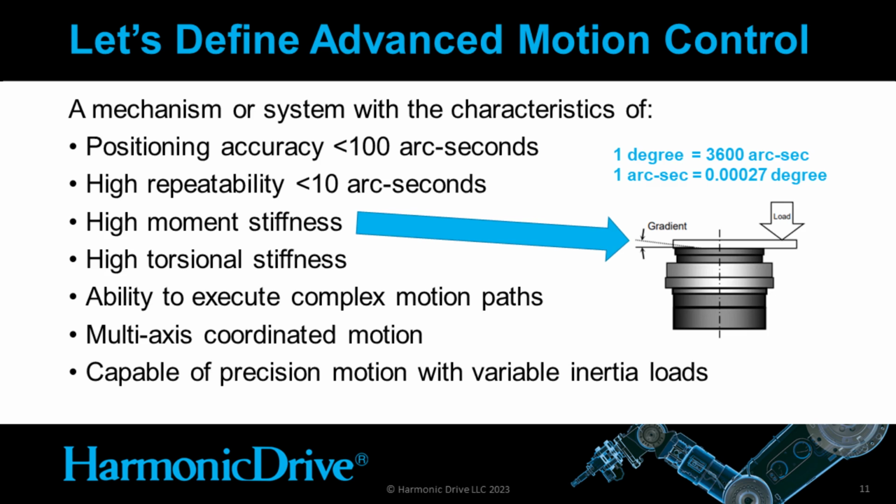So in addition to this, to have advanced motion control systems, you typically also need high moment stiffness, which is resistance to load perpendicular to your axis of rotation, high torsional stiffness, which is stiffness in the same axis as your rotary application, the ability to execute complex motion paths, which you'll see in the next slide, multi-axis coordinated motion, typical for robotics applications, and capable of precision motion with variable inertia loads.